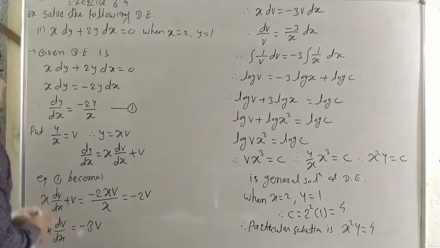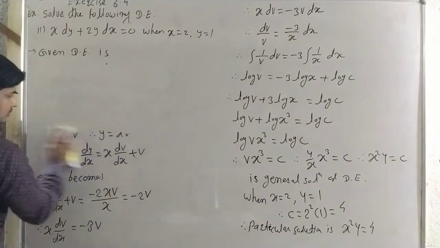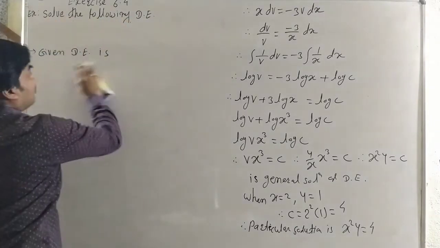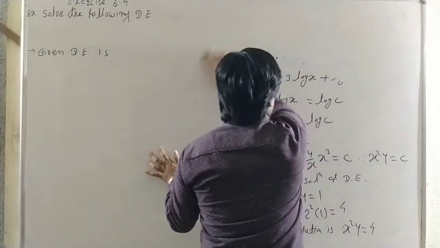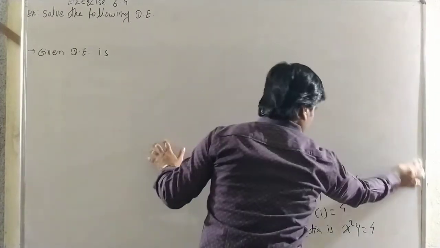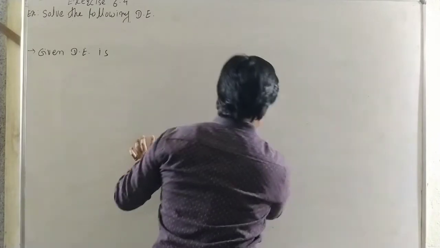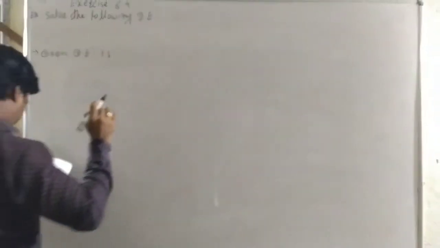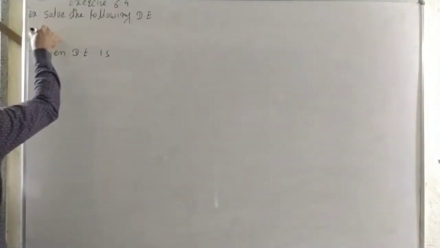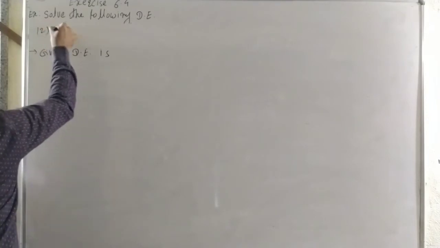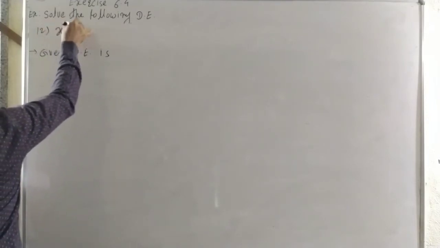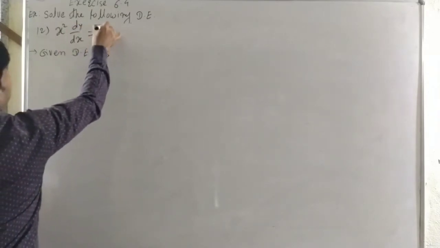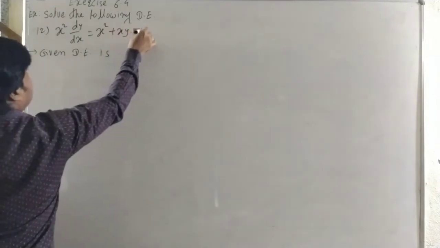Now we see the next. Example number 12. x square dy by dx is equal to x square plus xy plus y square.